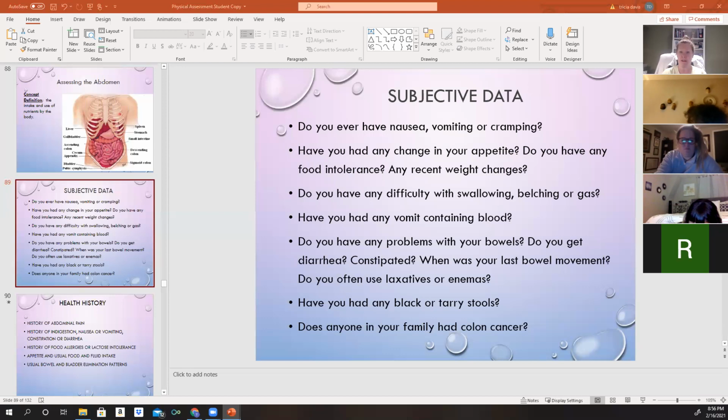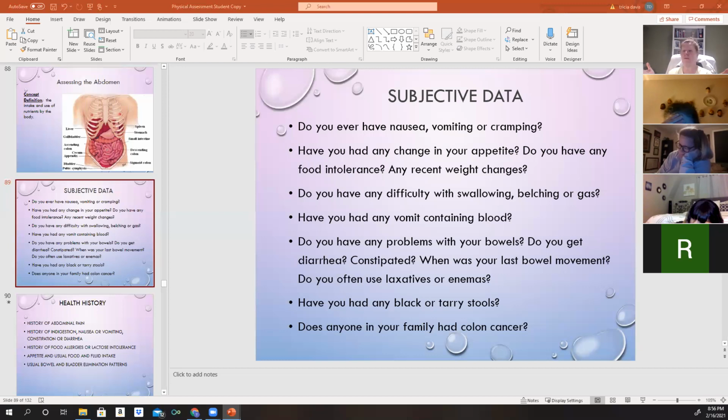What's their bowel pattern like? When was your last bowel movement? If you have a patient that comes in with a small bowel obstruction and they're not going to the bathroom, that is going to be the first question you ask them. That is the most important thing you want to know. Well, when was your last bowel movement? And that's important information. I want you guys to remember that.